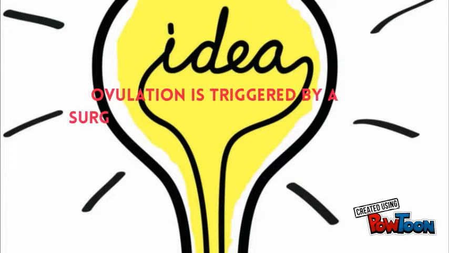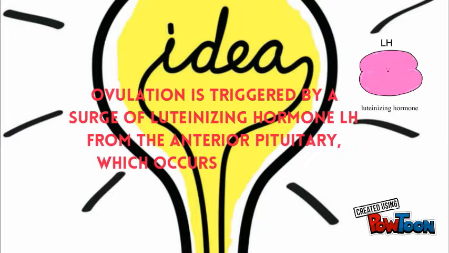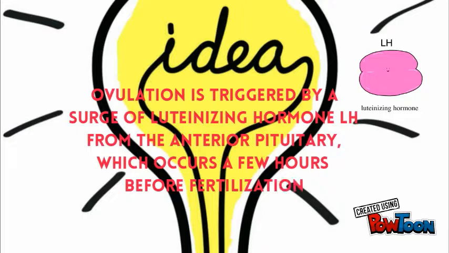Ovulation is triggered by a surge of luteinizing hormone (LH) from the anterior pituitary, which occurs a few hours before fertilization.